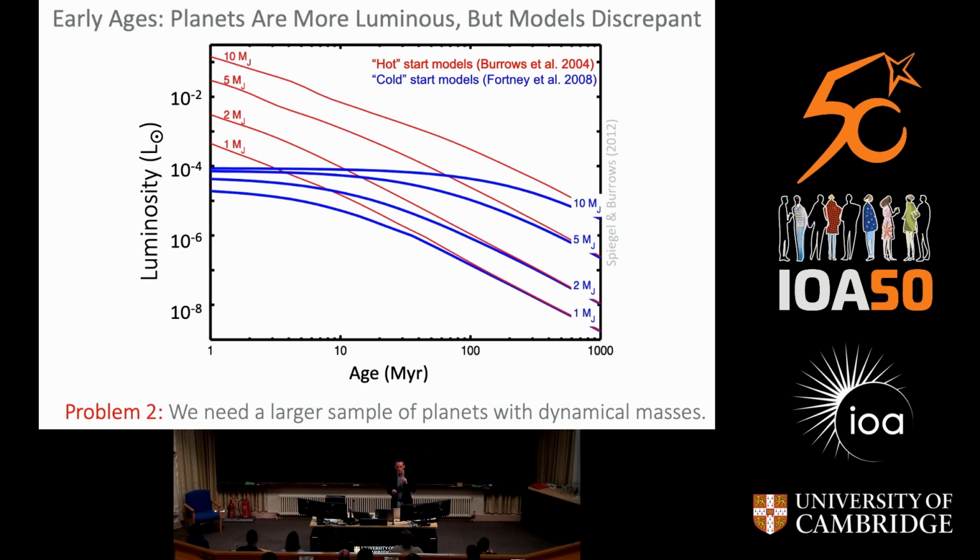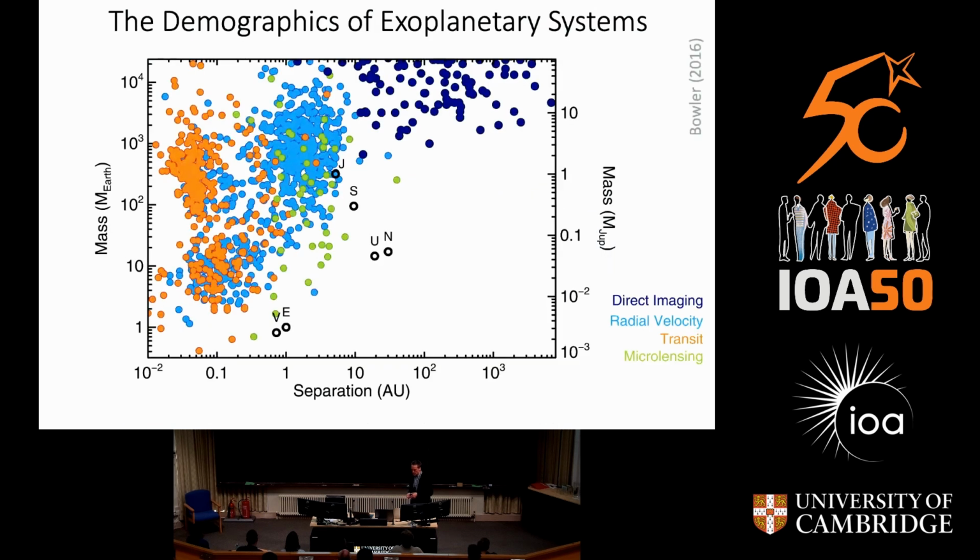It's important that we don't actually measure a mass in direct imaging. We can only infer a mass, usually using a precise age. Nonetheless, we now have this demographics of planetary systems. Anders showed a similar plot where we have the radial velocity and transiting objects at a fraction of an astronomical unit, but we have this wide collection of directly imaged objects up here.